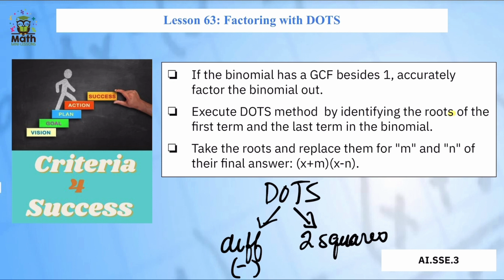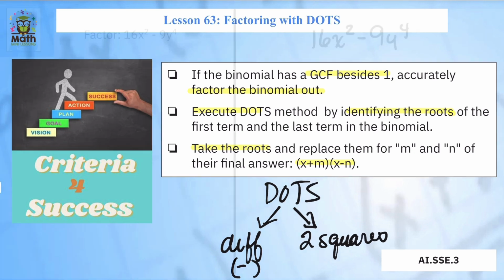Here's our CFS. First, as always, we're going to identify if there's a GCF, and we factor that out first. If you know you have the difference of two squares, we're going to execute dots by identifying the roots of the first term and the last term. Then we're going to take the roots and replace the last two with m and n, so we can create the form x plus m, x minus n.